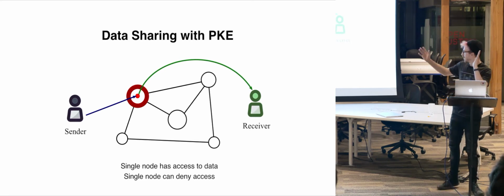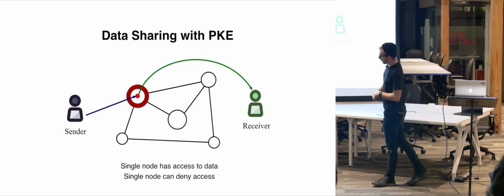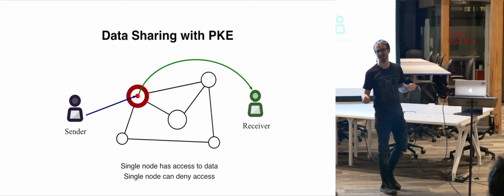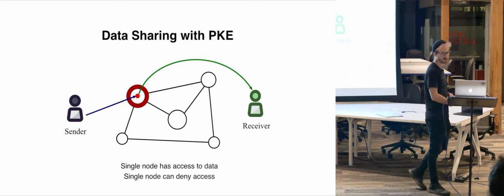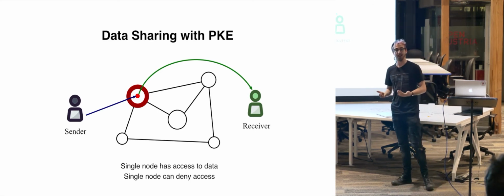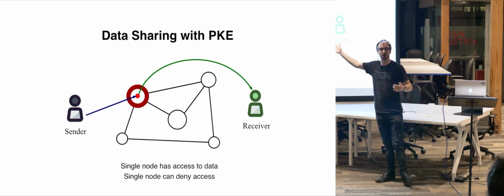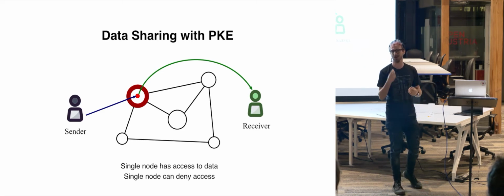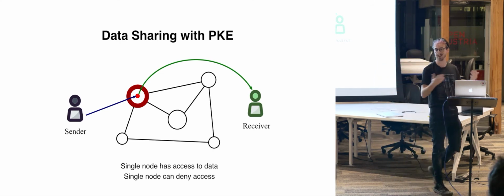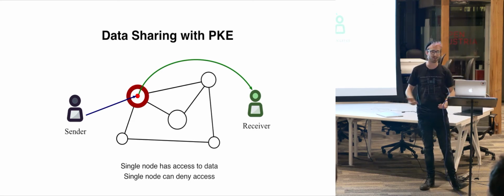So with that said, traditional data sharing with public key encryption: a single node has access to data, and a single node can deny access. This is what you may think of with traditional PKI, public key infrastructure. A sender will encrypt some data under one key, and that single node can have access to data. It can be colluded with, you can pay them off to give you access to data, or whatever, but the receiver goes to that node and says, can I have access to this data? And that relies on that one node's permission to give you that data, which is also problematic in a trustless setting, because since we're building decentralized and distributed applications, we require that our applications are trustless.